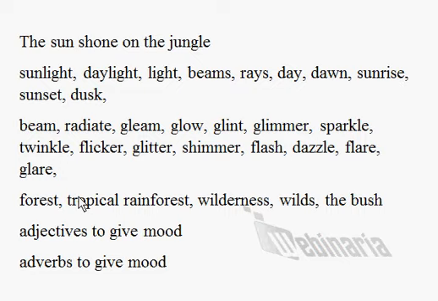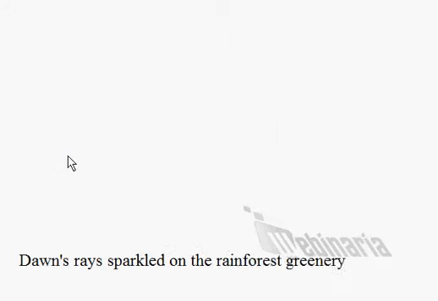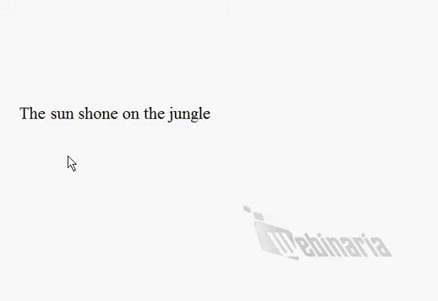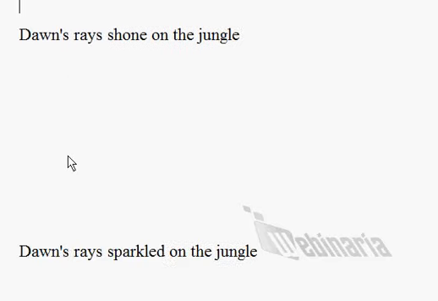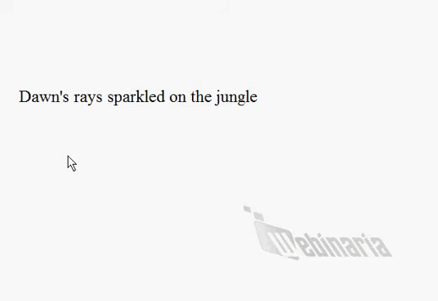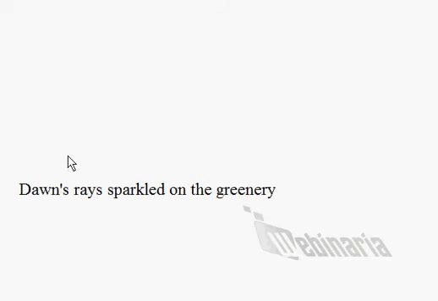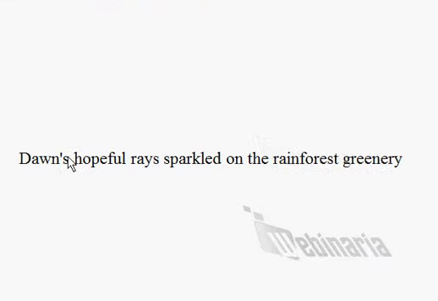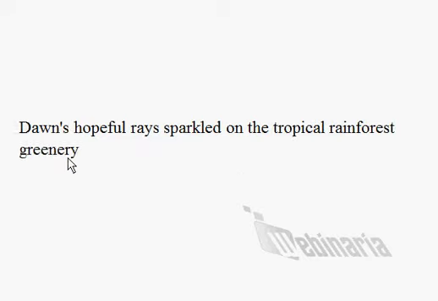Instead of using just flat vocabulary, you can transform a phrase like the sun shone on the jungle. Dawn's rays shone on the jungle. Dawn's rays sparkled on the jungle. Dawn's rays sparkled on the greenery. Dawn's rays sparkled on the rainforest greenery. Dawn's hopeful rays sparkled on the rainforest greenery. Dawn's hopeful rays sparkled on the tropical rainforest greenery. Dawn's hopeful rays sparkled positively on the tropical rainforest greenery.